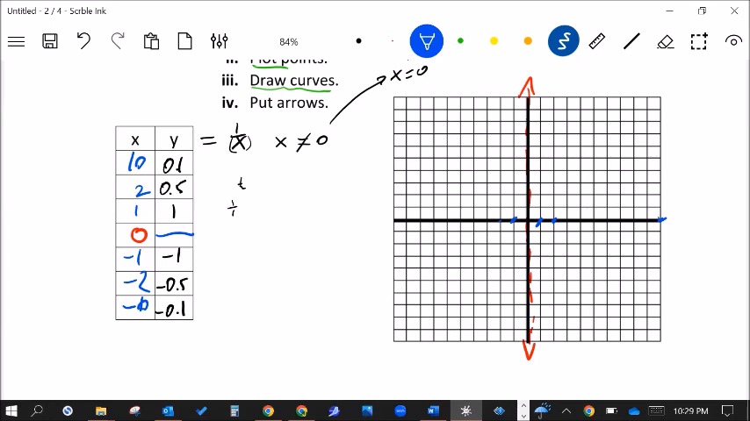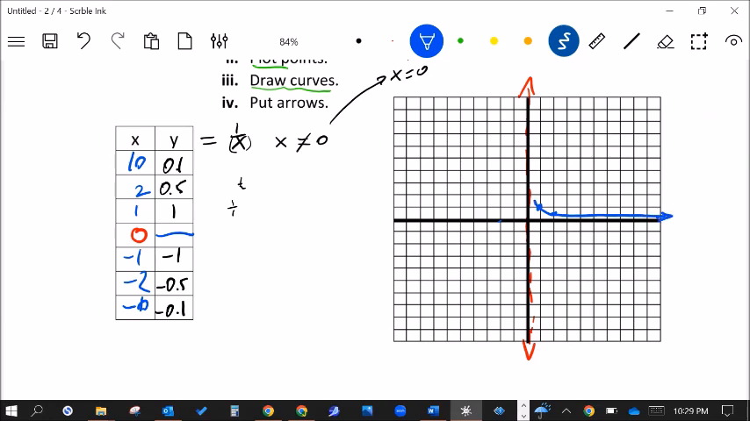So we're going to graph these. In fact, I want to erase these other ones we don't need so they don't confuse us. So 1 and 1 here, 2 and 0.5, and 10 and 0.1. You can see where this curve is going.